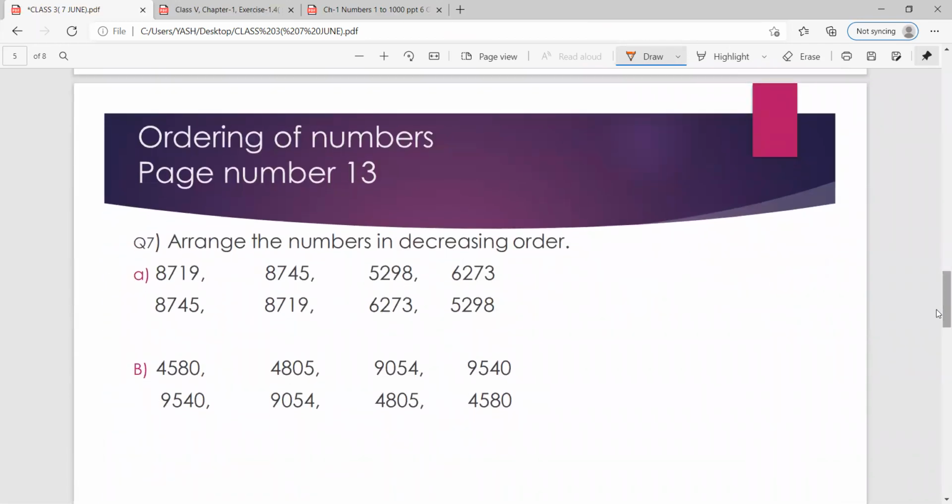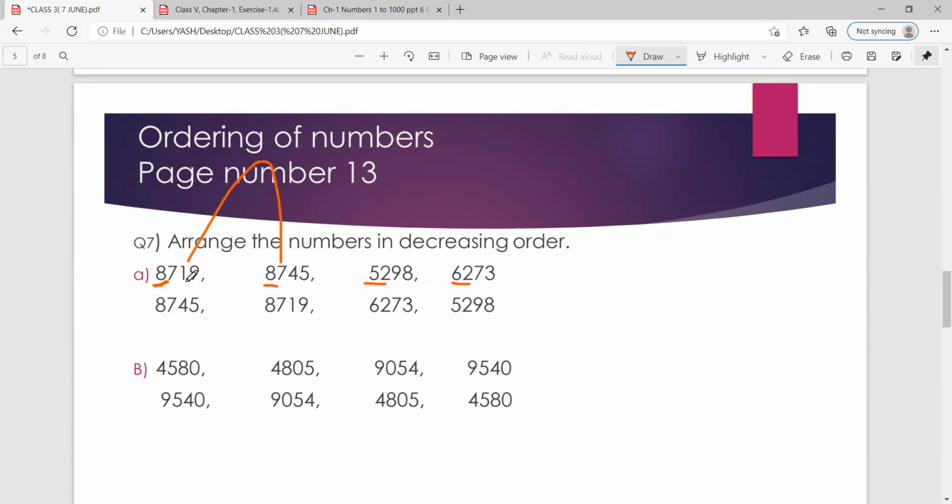So decreasing order means arranging the numbers, first we will write the biggest number and then we will write the smallest number. So again, we have to follow the same steps. First, compare the first digit in each number. Here 8, 8, 5 and 6. So which digit is biggest here? Obviously 8 is biggest, so we can compare between these two numbers.